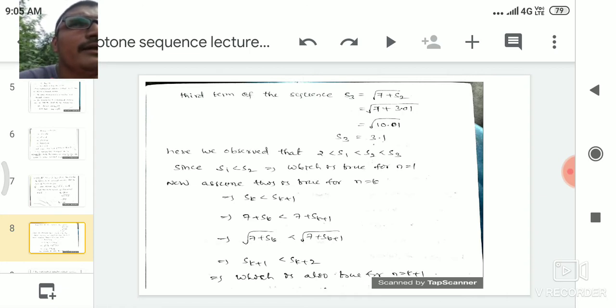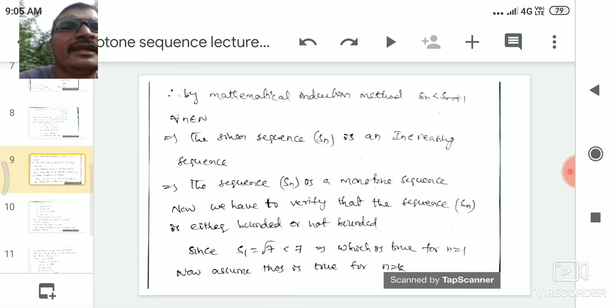So now by the mathematical induction method, Sn less than Sn plus 1 for all n belongs to N. So that gives the given sequence is an increasing sequence. Whenever a sequence is an increasing sequence, then it is obviously a monotone sequence. Therefore the given sequence is a monotone sequence.